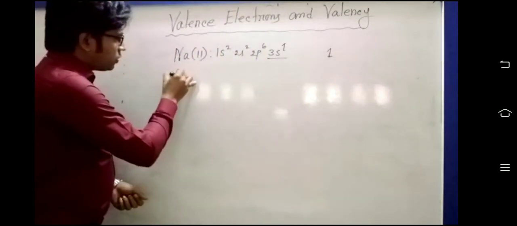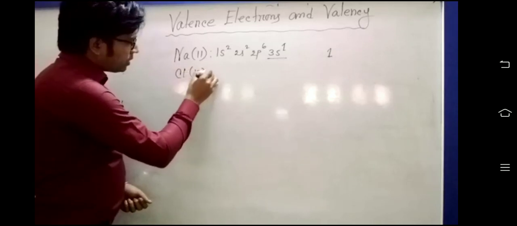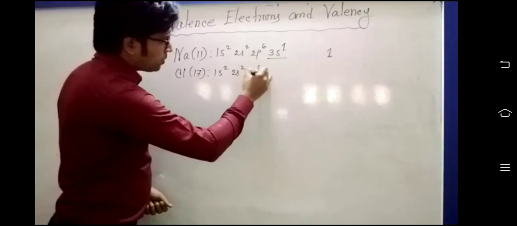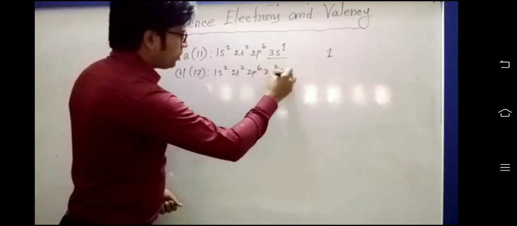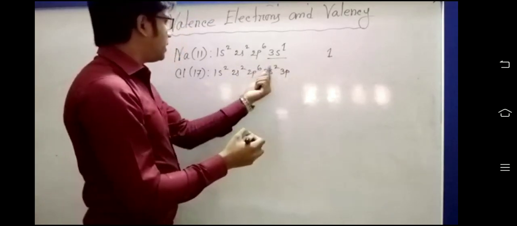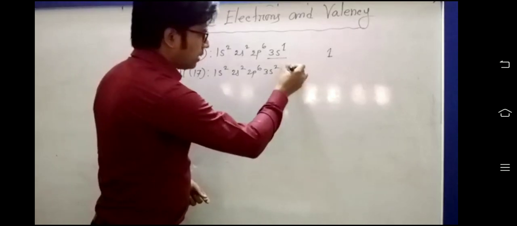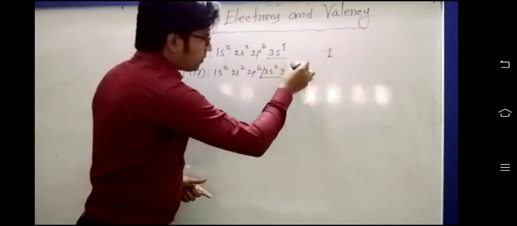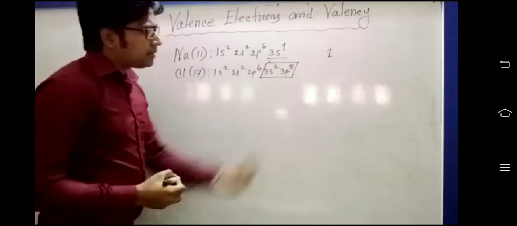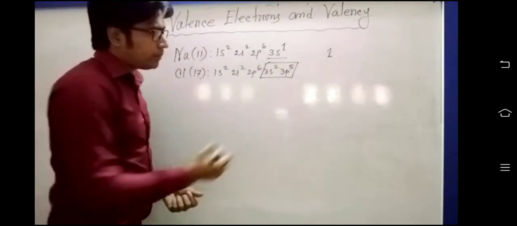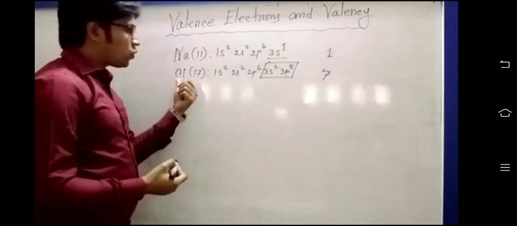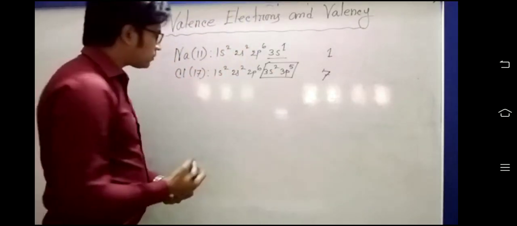Again, chlorine, atom number 17: 1s2, 2s2, 2p6, 3s2, 3p5, total 17. So here the outermost principal energy level has 2 and 5, that is 7. So the valence electron number of chlorine is 7.